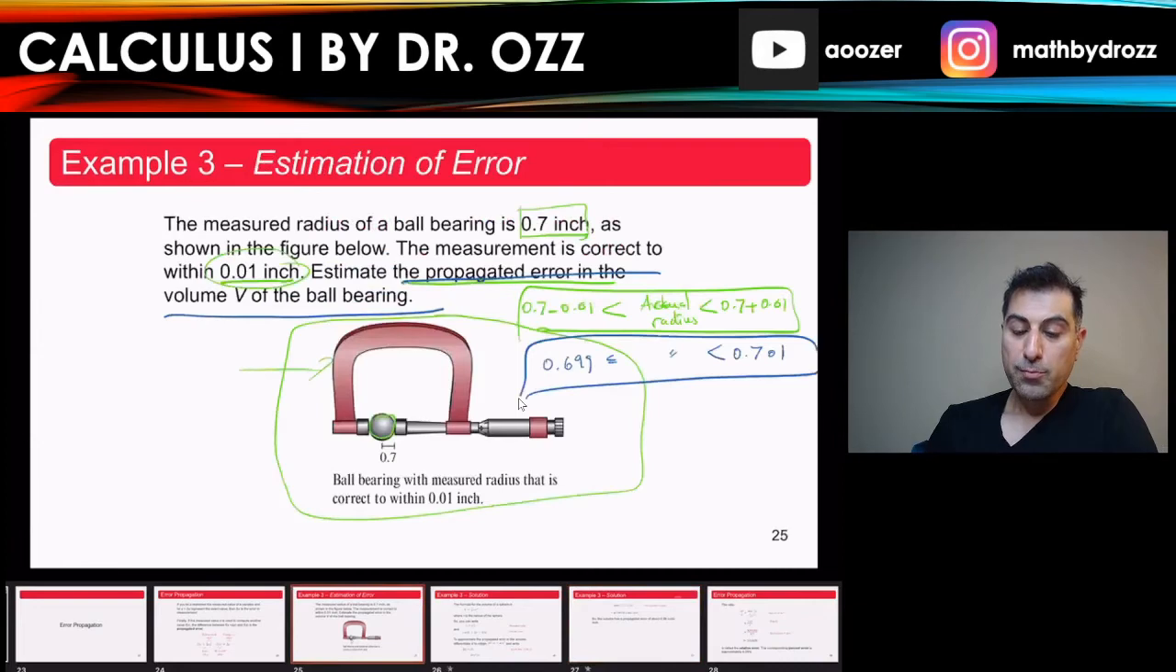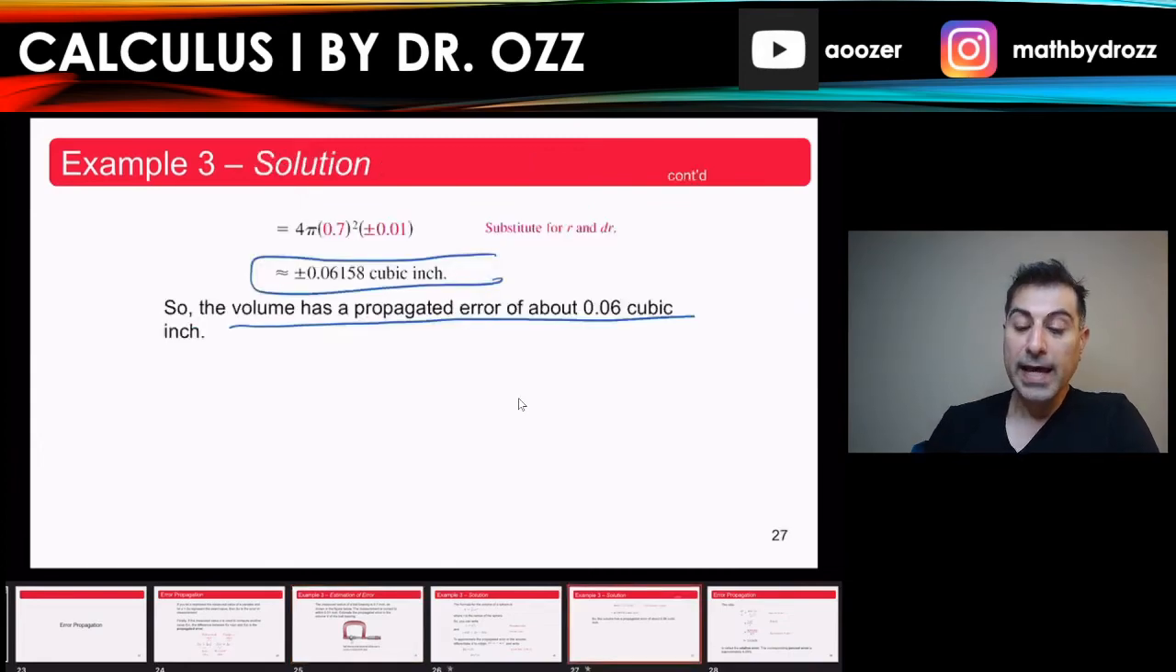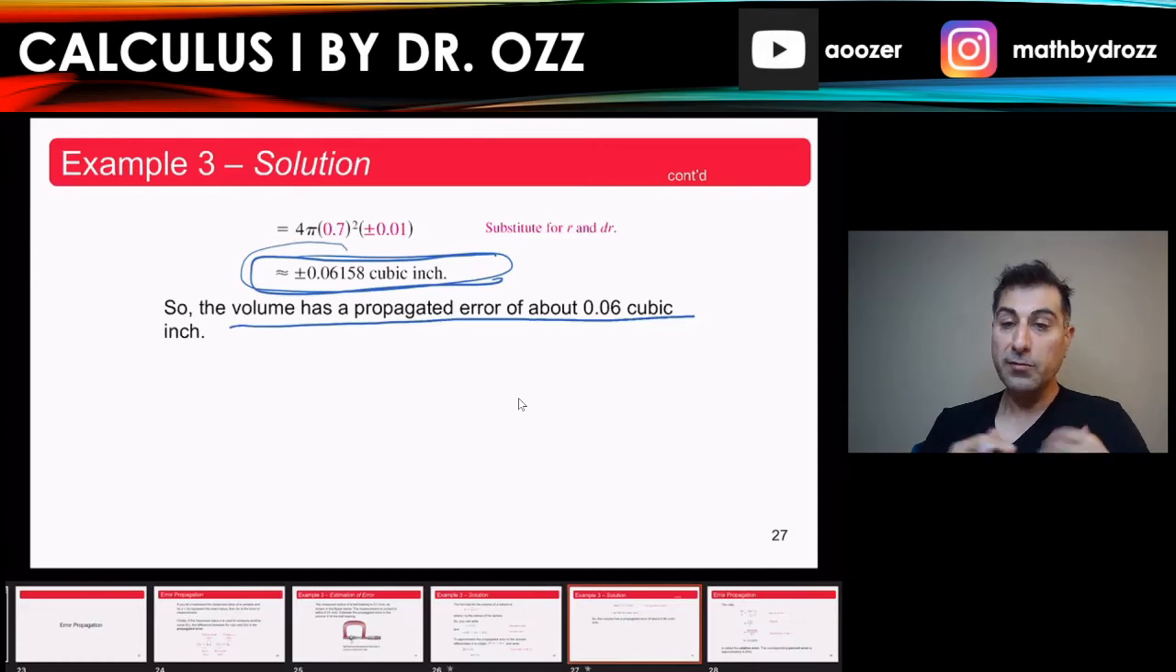Well, if you make this much error in the measurement, then the propagated error in the calculation of the volume would be this much plus or minus. It's not percent, sorry, in the calculation of the volume. So whatever volume you get out of this calculation would be correct up to plus or minus 0.06158 cubic inch.